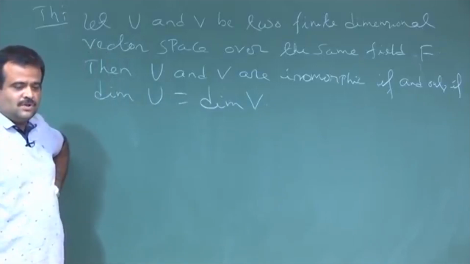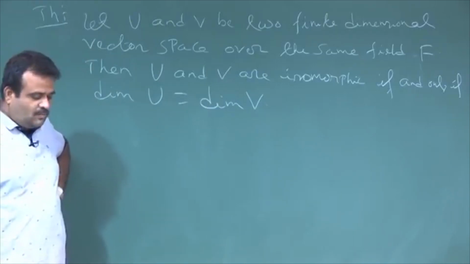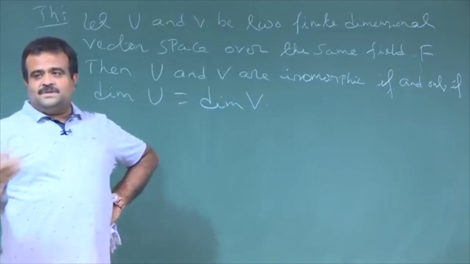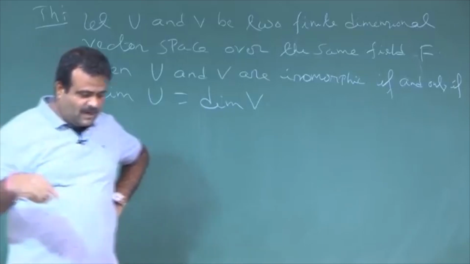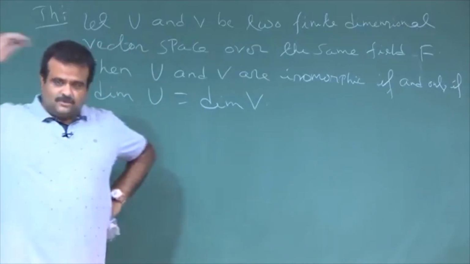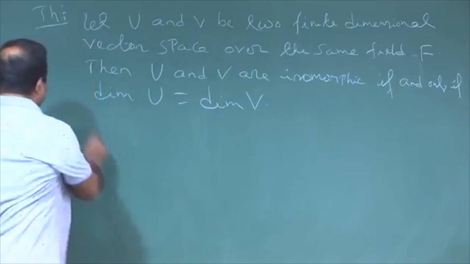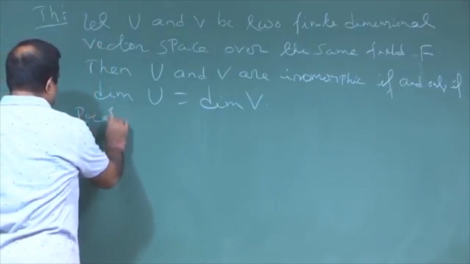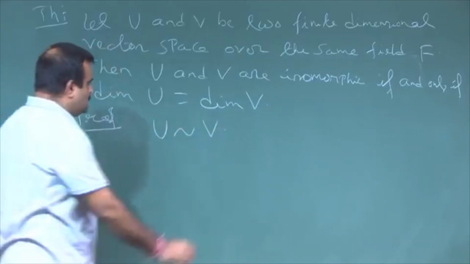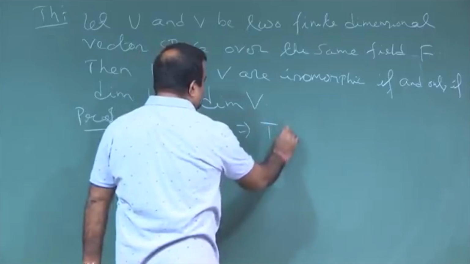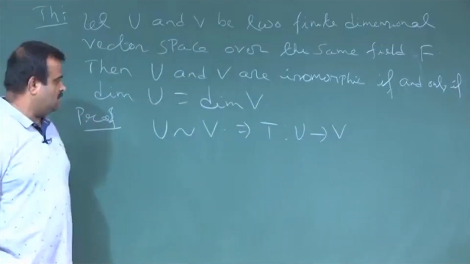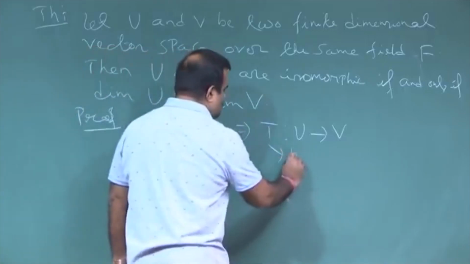So, you have to prove this theorem. There are two parts. One part is if they are isomorphic, then their dimension must be the same, and the second part is if the dimension is the same, we have to prove they are isomorphic. So, let us try to prove the first part. Suppose U and V are isomorphic. So, this implies there exists a bijective linear transformation T from U to V.